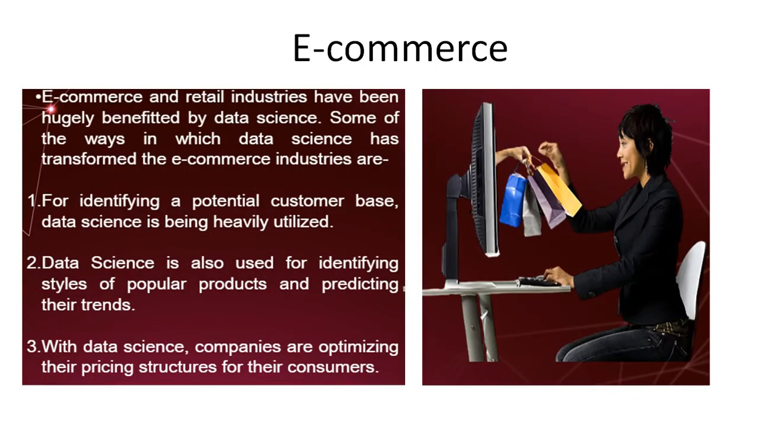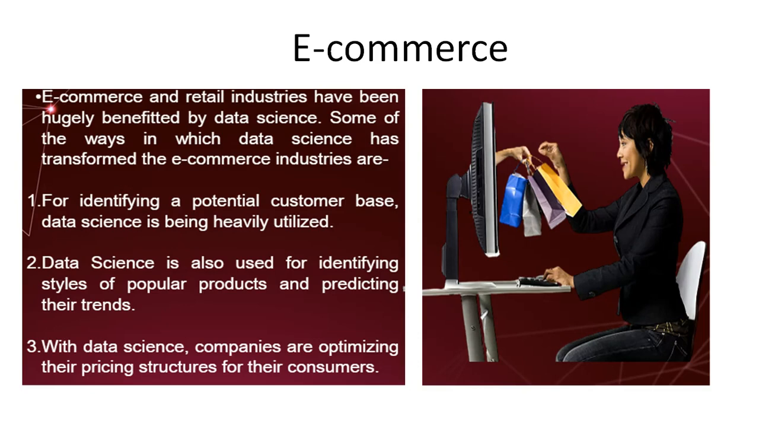Next is e-commerce. We all love shopping, right? So e-commerce also has data science in it. E-commerce and retail industries have usually benefited from data science. Some of the ways data science has transformed the e-commerce industries are, first of all, identifying the potential customer base. Data science is being heavily utilized. For example, Amazon has a sale on a particular day. How is it identified that they have to put a sale on that particular day? By identifying the potential customer base.